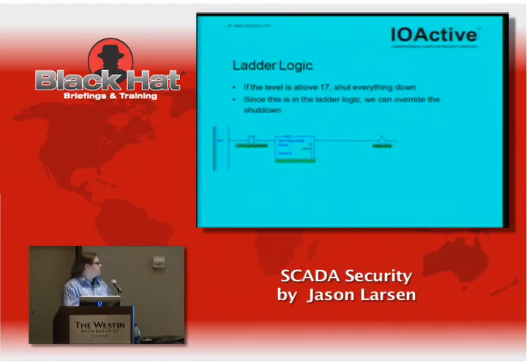So in this case, you've got a level sensor, and if that level is greater than or equal to 17, then shut down to the master stop. So this is probably some sort of tank or some sort of thing that can overflow. And as it fills up, the level meter will go up until it reaches level 17, and then the process will be forcibly shut down. In this case, since we can talk to the controller, as evidence that we actually have the ladder logic, we can force the point high or change the set point so it's greater than 17.